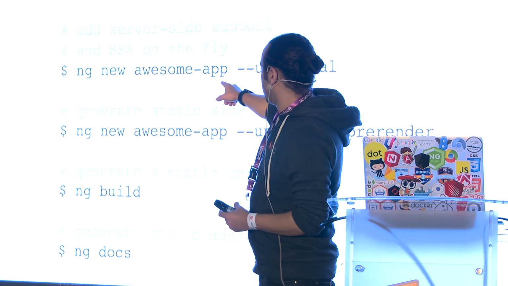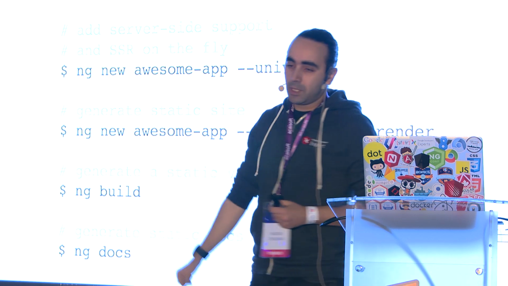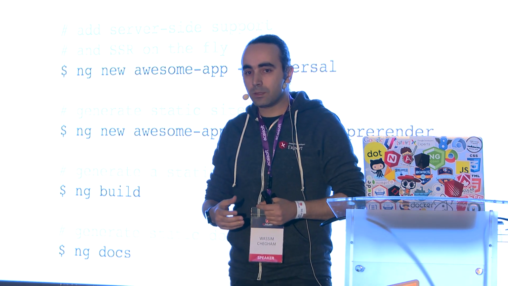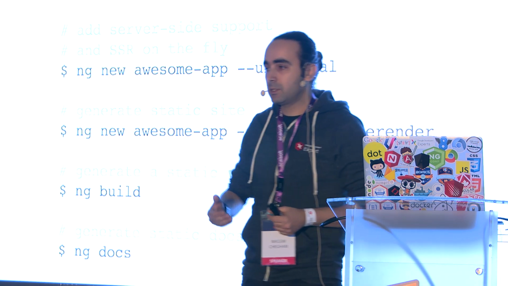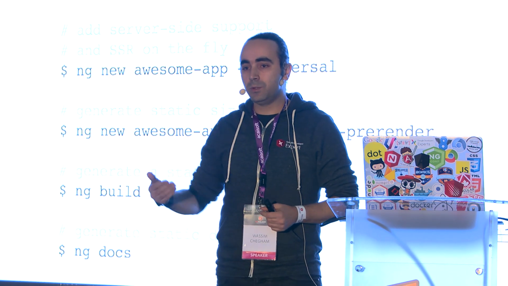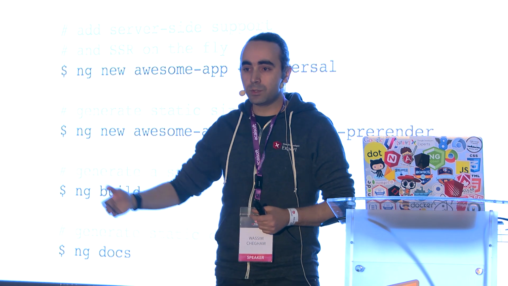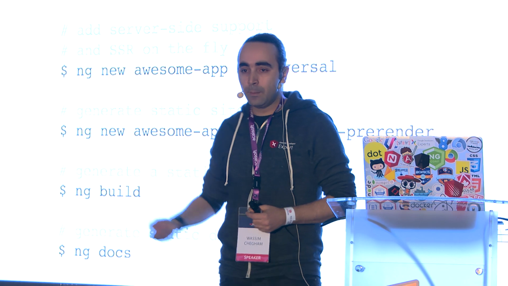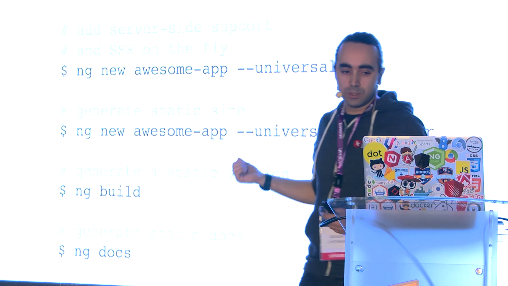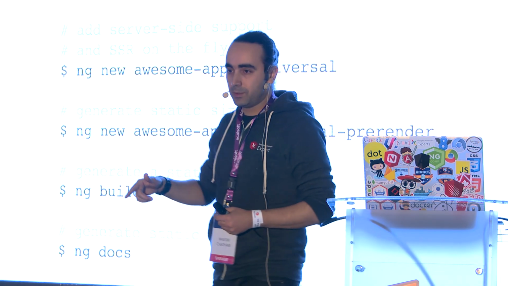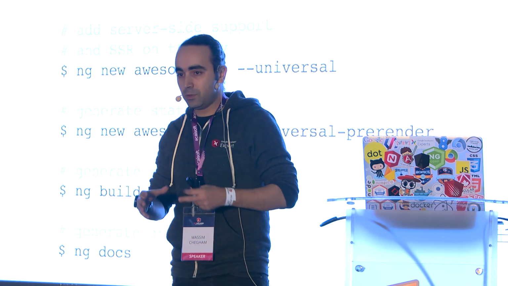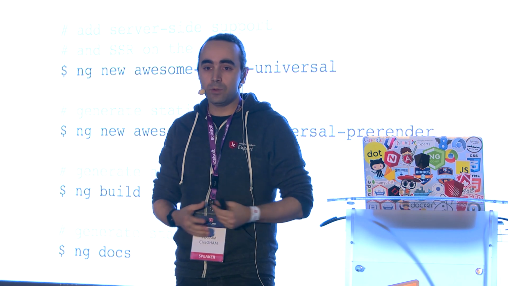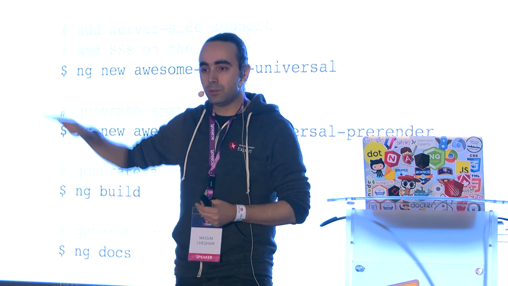So if you bootstrap, if you generate your application with Universal, you will get server-side support, obviously, but on the fly. So every time the user requests a route, we will generate a static version on the fly. Otherwise, you could use the Universal pre-render if you want to generate the whole static website for your app and deploy it on a CDN.